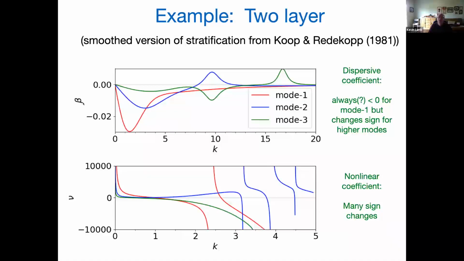So here's the dispersion coefficient as a function of the wave number k. For mode 1 waves, it's always negative, but for mode 2 waves, it's negative, then positive, then negative. Mode 3, similarly, negative, positive, negative. And if we look at the nonlinear coefficient, there are also many changes in sign. Red is for the mode 1 waves. Sorry, it's positive initially, then negative, then positive, then negative, then positive, and then it alternates sign.